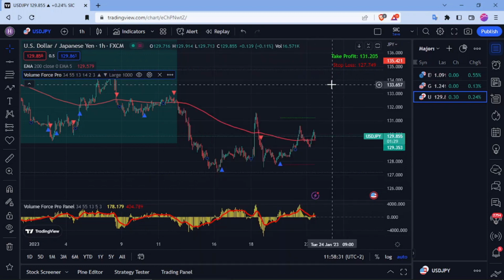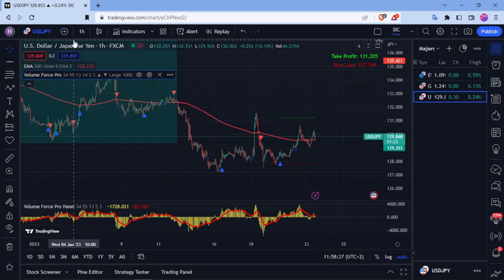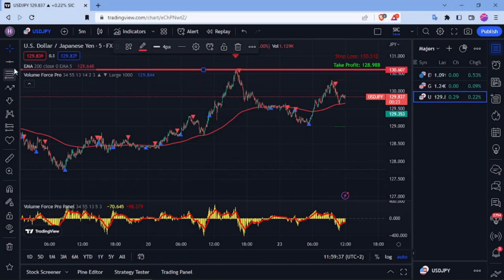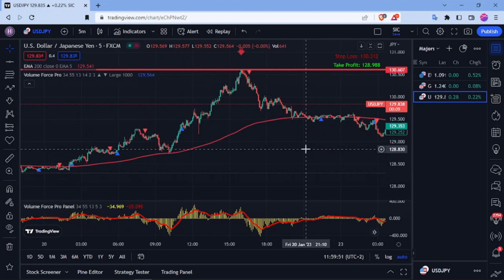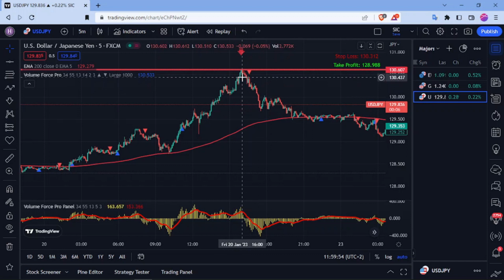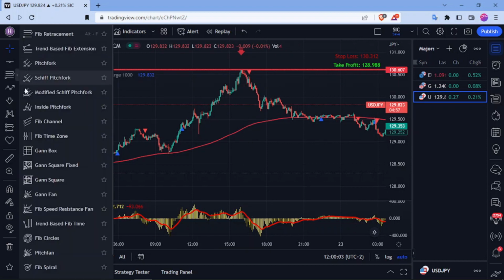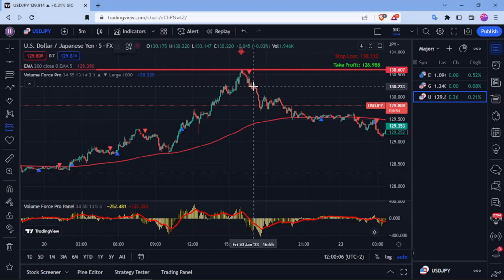So for my scalping traders, the same ideology and trading principle can also be adjusted for the 5-minute time frame. On the 5-minute time frame, I have identified a support and resistance or supply and demand zone. Again, on the Volume Force Pro panel, we see a break in the volume, which shows a potential reversal from that area. Because the ATR changes for each time frame, it means that your stop loss and take profit will also be automatically adjusted.